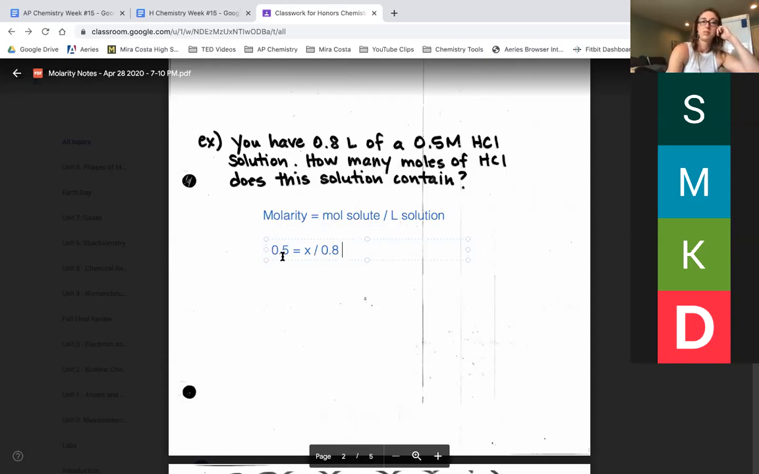This is my molarity, the volume is 0.8, so all I have to do is multiply both sides by 0.8, and we'll end up with X equal to 0.4 moles that are present inside that volume of a solution of this concentration. Okay, and so there's my answer right there. There we go. Okay, so once again, pretty straightforward, just a simple plug and chug most of the time. Okay, all right, let's try the next one.